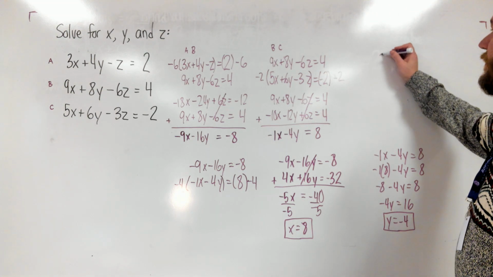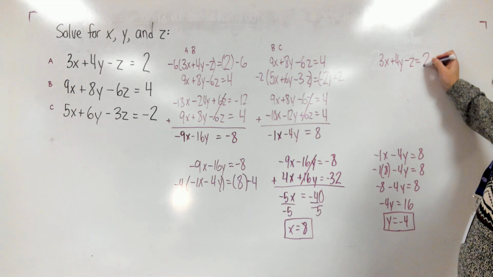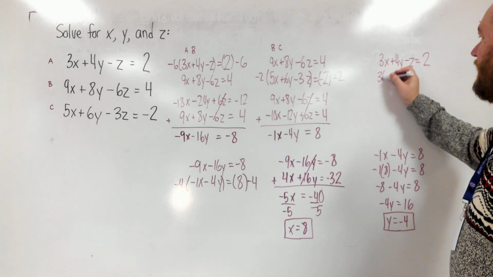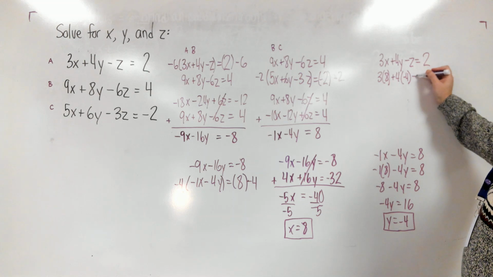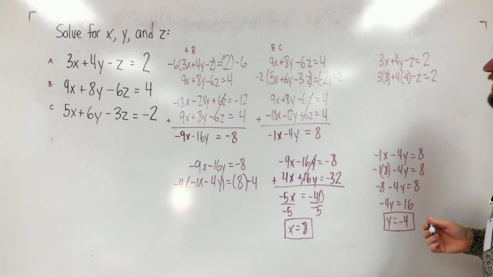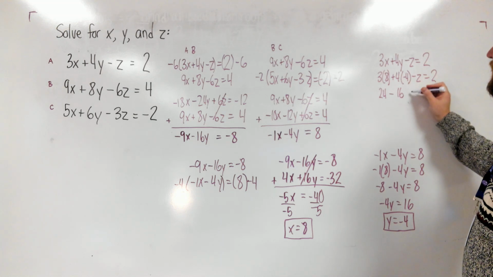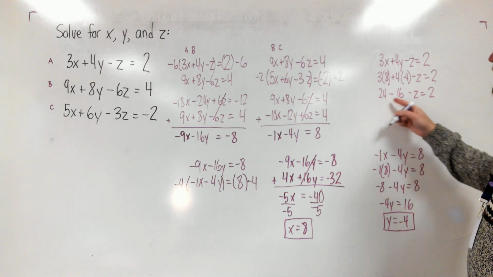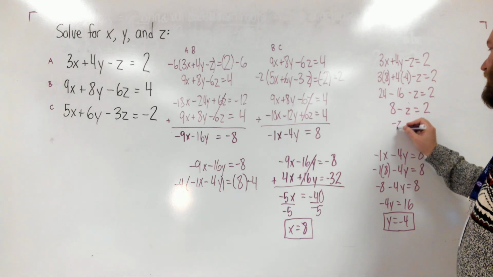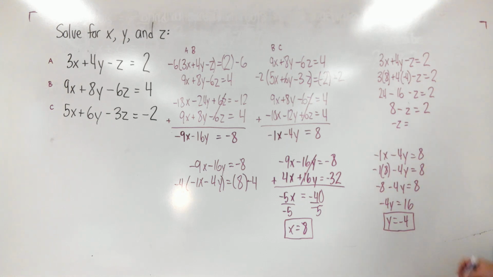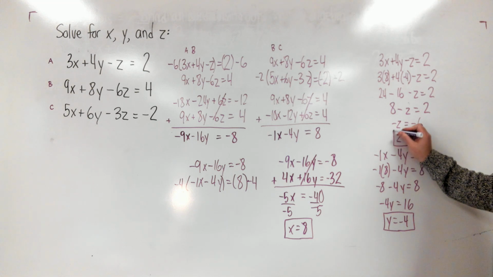So let's plug it into the first equation. X we just found out is 8. Y we just found out is negative 4. I still don't know z, so let's find it. 8 times 3 is 24. Negative 4 times 4 is negative 16. 24 minus 16 is 8. 8 minus z equals 2. This is going to be negative z is negative 6, or z equals 6.